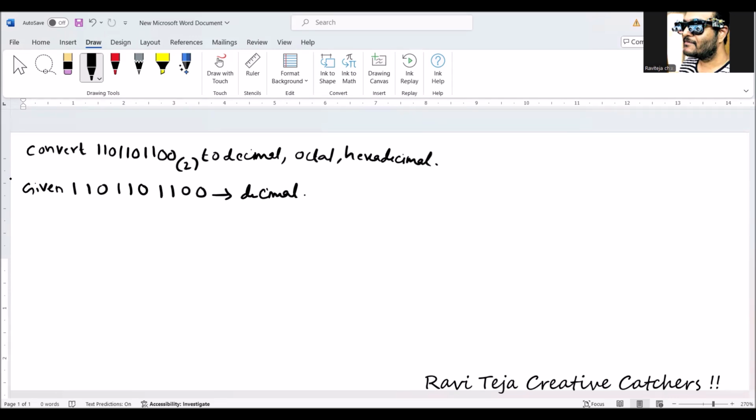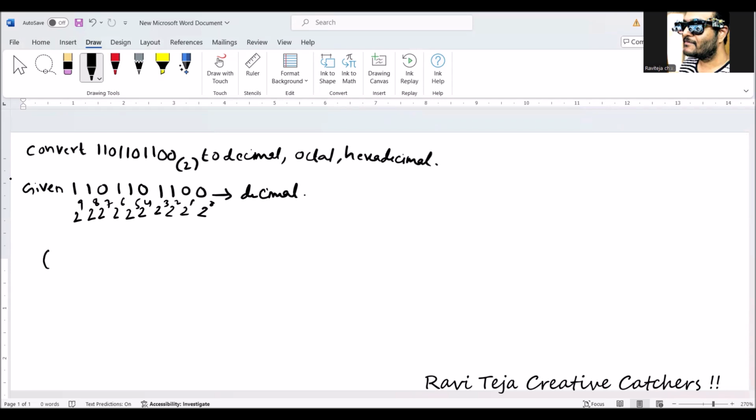So this can be 2 power 0. This is 2 power 1, 2 power 2, 2 power 3, 2 power 4, 2 power 5, 2 power 6, 2 power 7, 2 power 8, and 2 power 9. Okay. Now let's rewrite this.